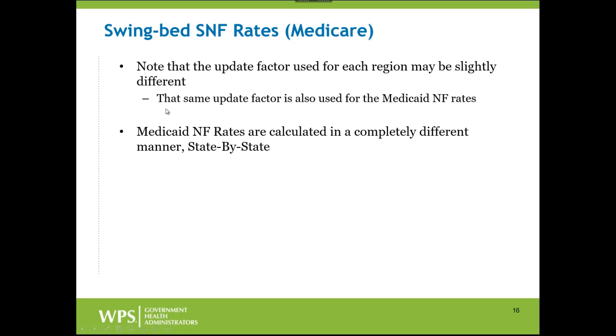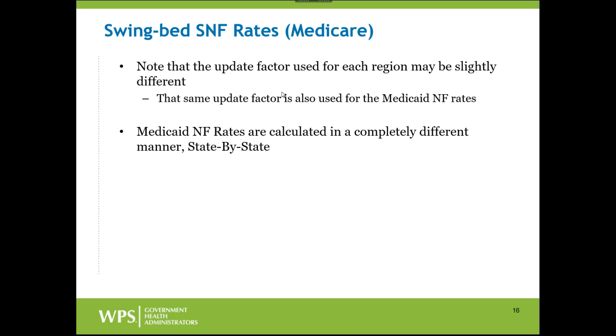Now, the reason this is important is that this update factor that's kind of implied, I'm calling it an implied update factor. Now, if we took a look at a particular region and we looked at the calendar year rate for, let's say, 22 versus the calendar year rate for 23, we can identify that there was an imputed update factor, just what factor was used to generate that higher rate.